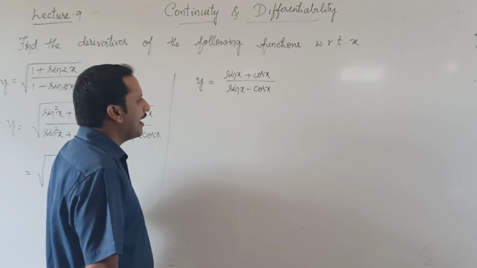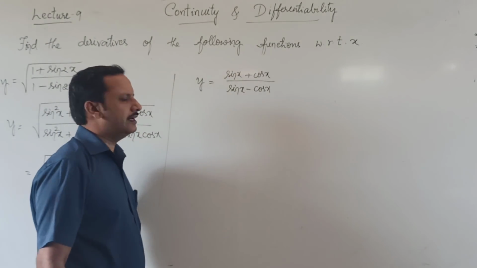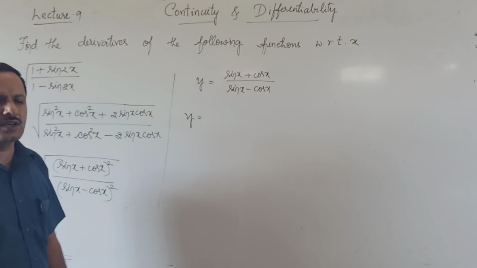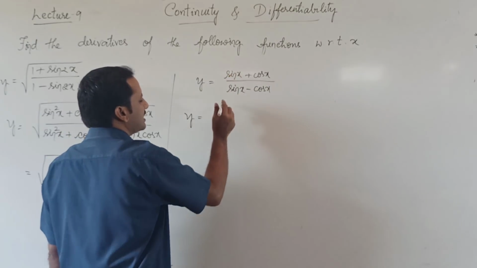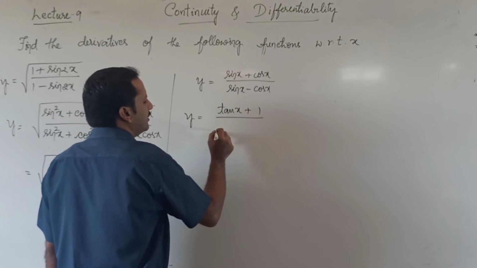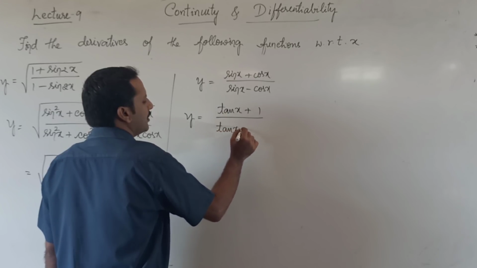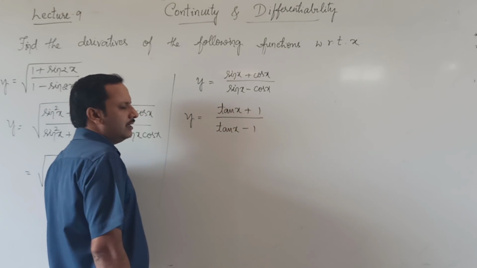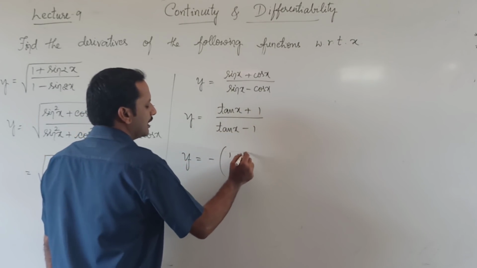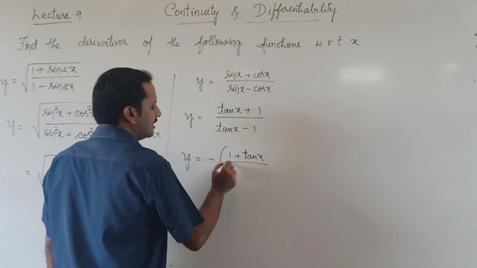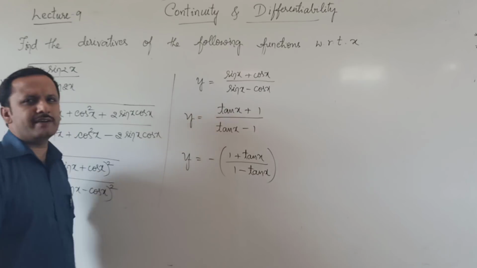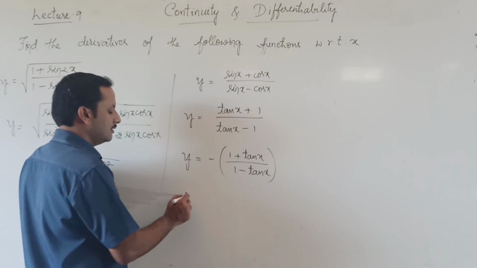Now I will divide this by cos x. Dividing by cos x, both the numerator and denominator you divide by cos x. Here sin x by cos x will become tan x. This will be 1. This will be tan x minus 1. I'll take minus as a common factor here. Minus of, I can write this as 1 plus tan x divided by 1 minus tan x.